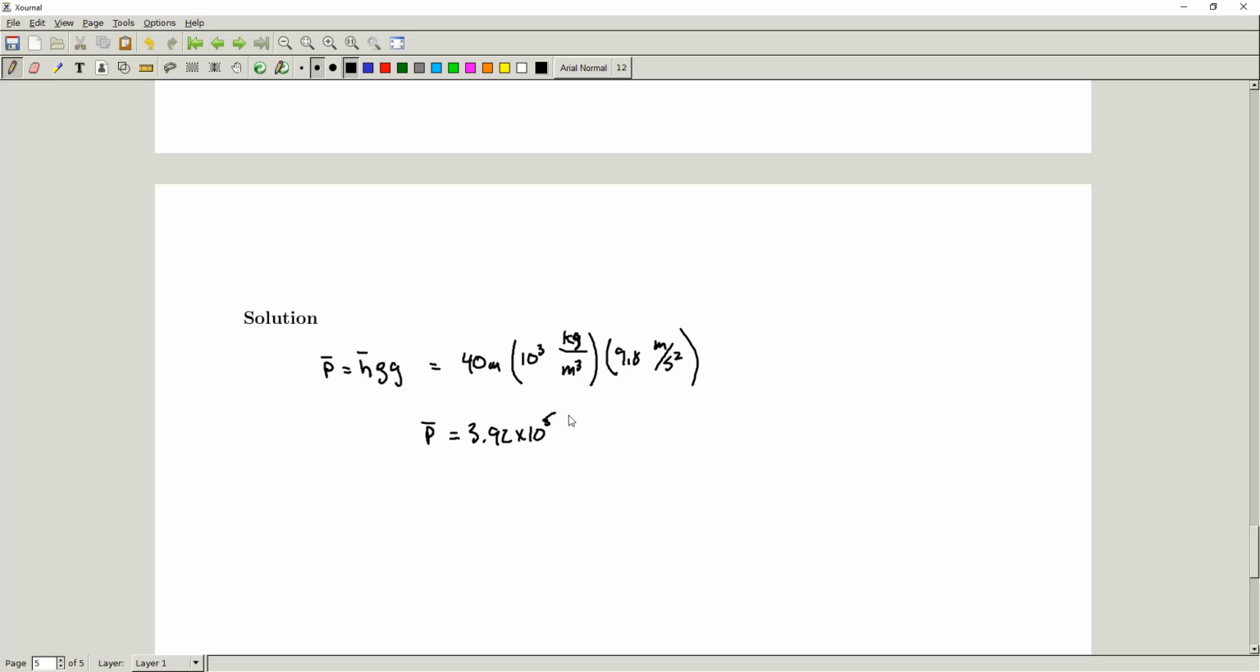5th, and you can kind of see it from the units here, you're going to have some cancellation of these meters. You're going to have some seconds squared left over, kilograms. In the end, it's going to work out to being newtons per meter squared, just as we expected. And this ends up being written in pascals. We can write this as 3.92 times 10 to the 5 pascals.